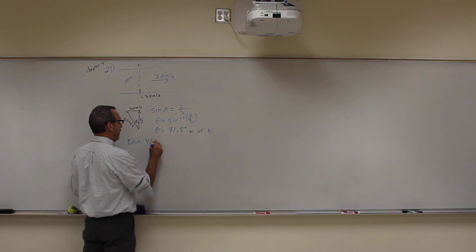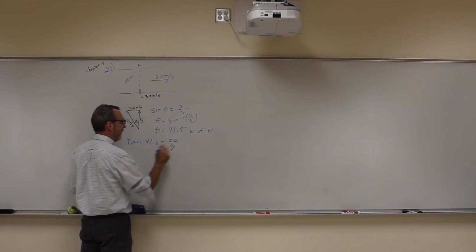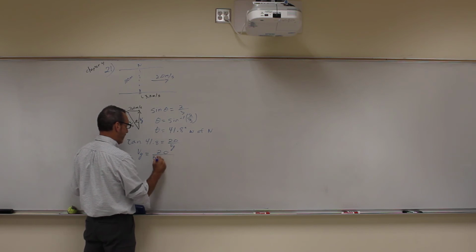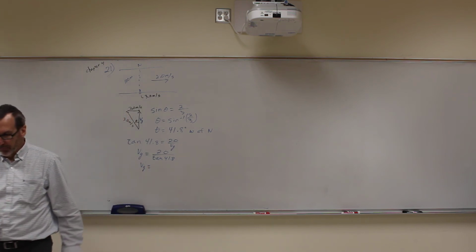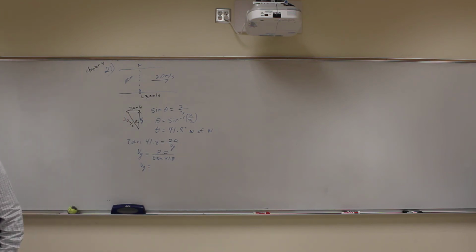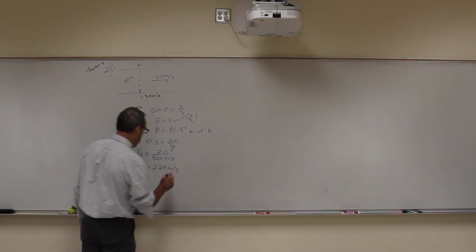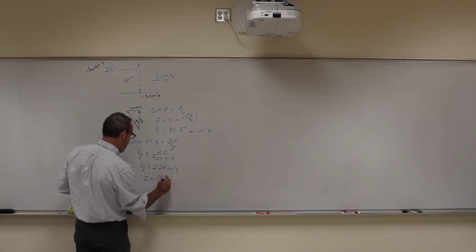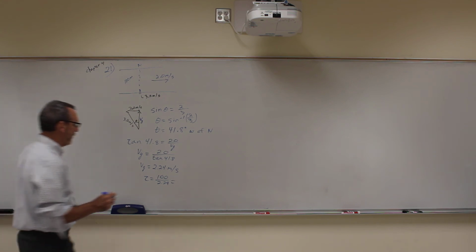I'm going to say, oh, the tangent of 41.8 is opposite over adjacent, or that the velocity on the ground is 2 over tangent of 41.8. And we get that his velocity going across is 2.24 meters per second. And since we know the velocity, we know the distance is 100, we can get the time. It's just 100 divided by 2.24. Well, the time it takes him is 44.6 seconds.